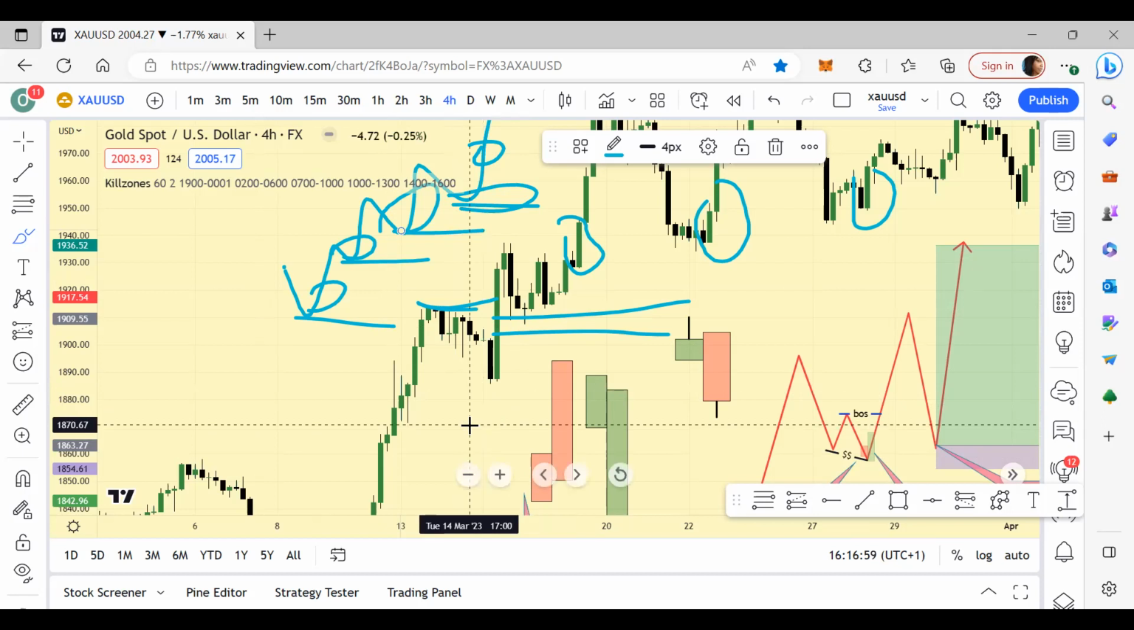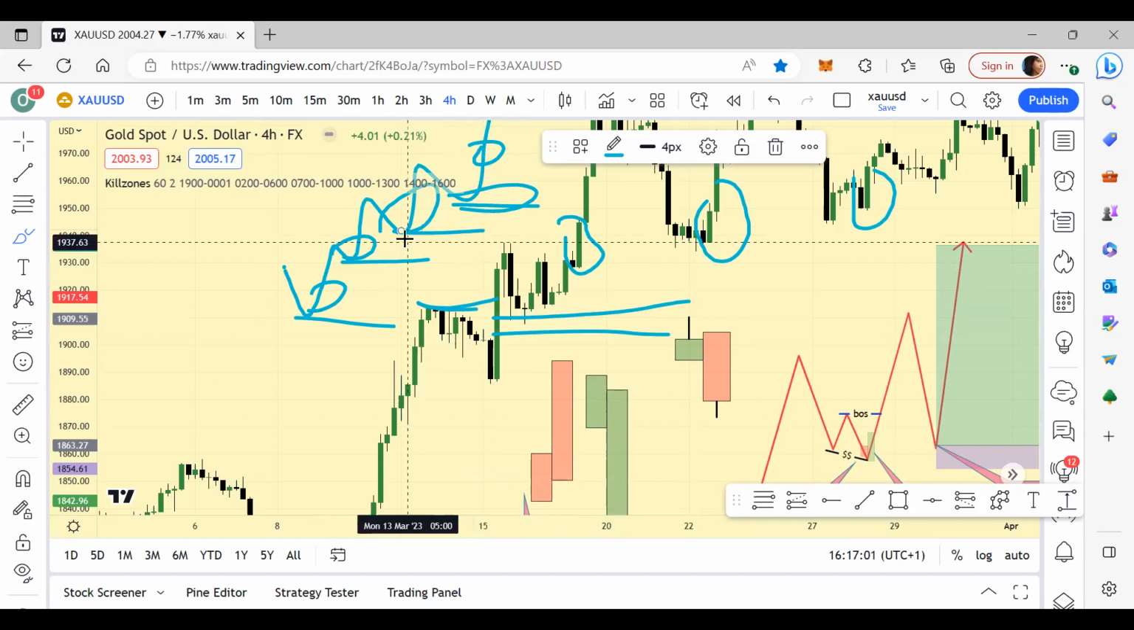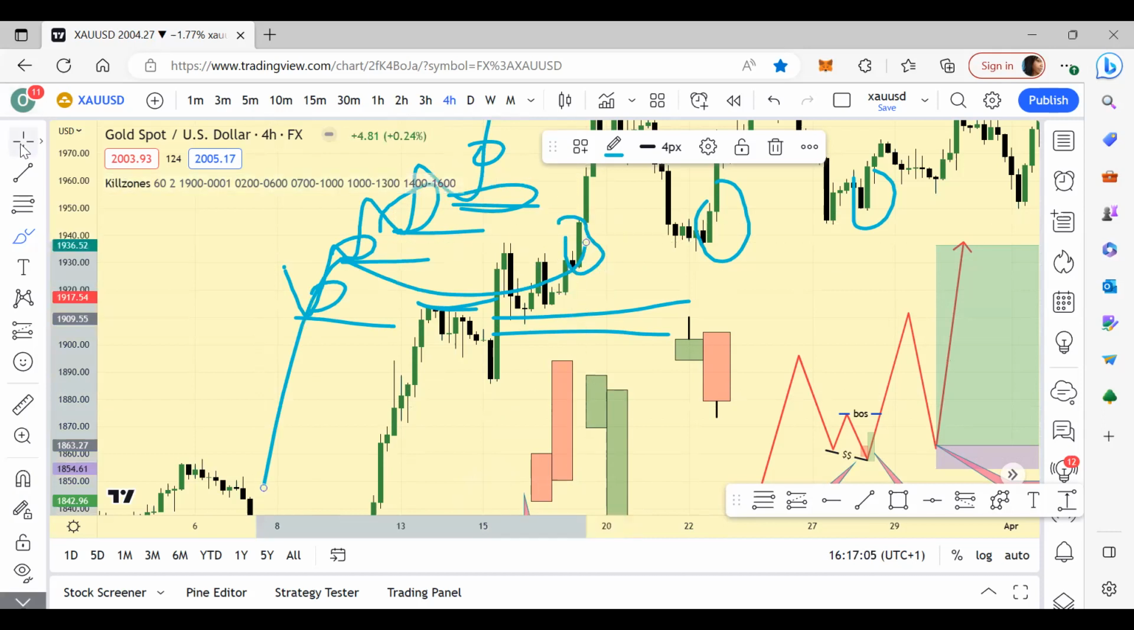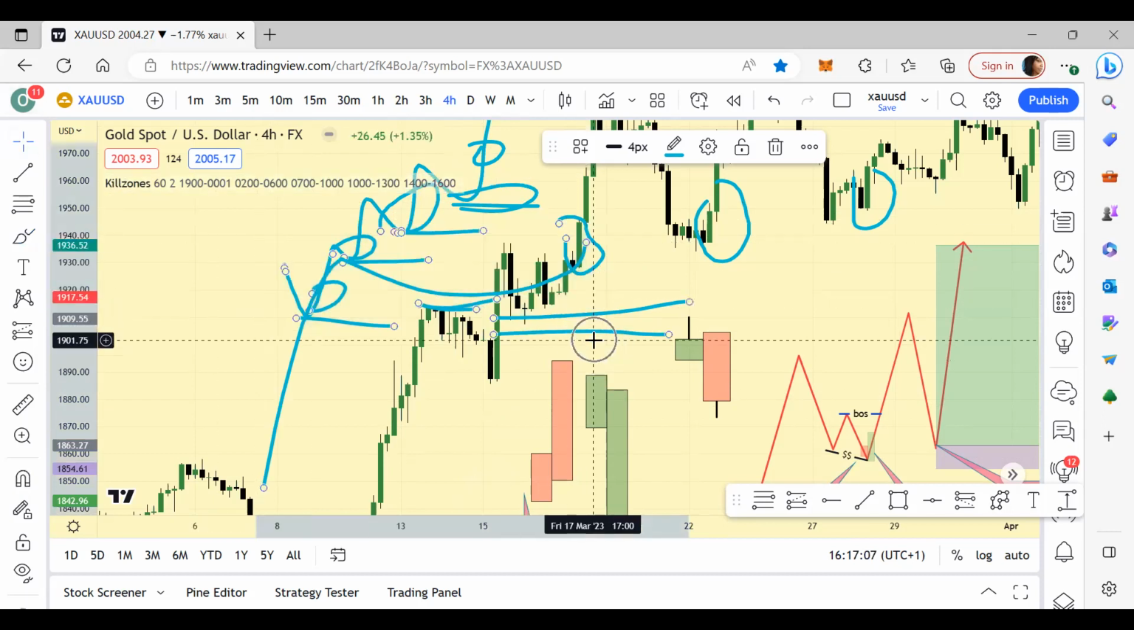Now, what is an imbalance, you will ask. Let me just get rid of all these drawings and my notes.